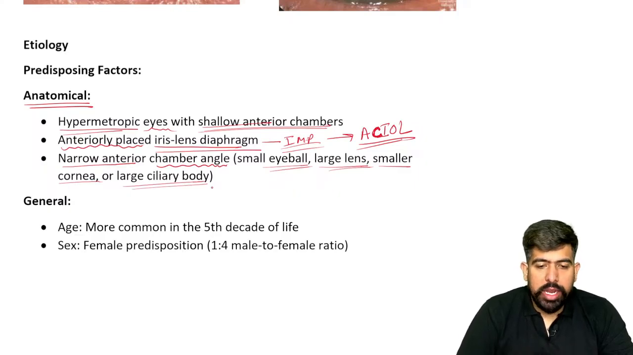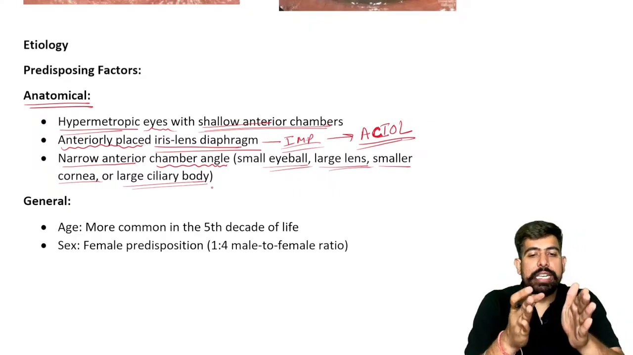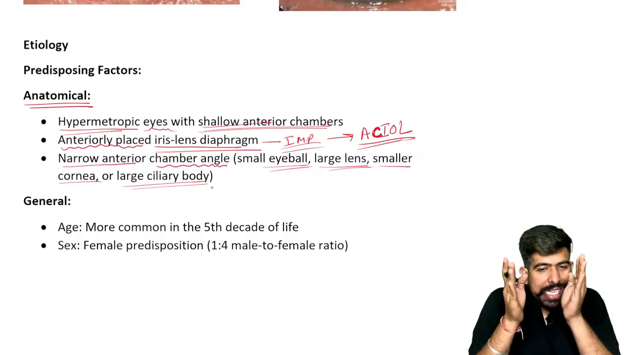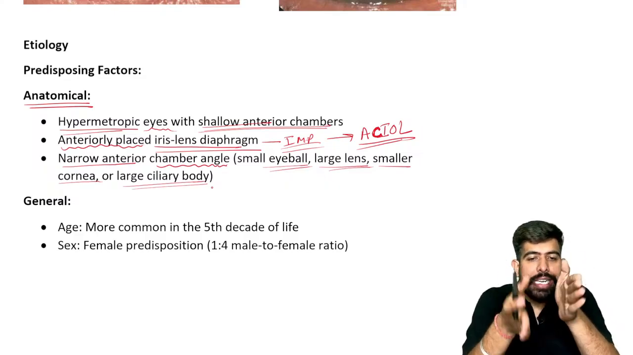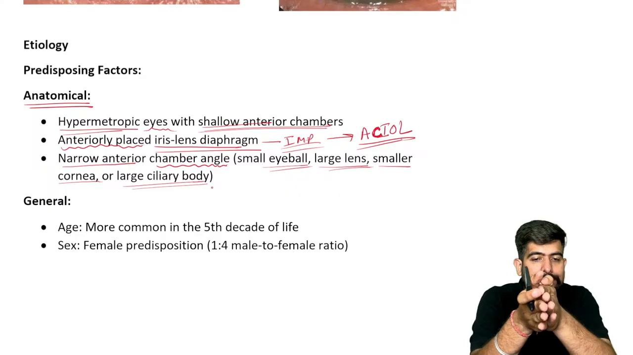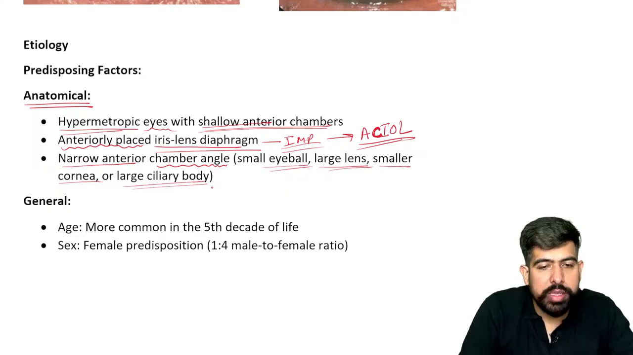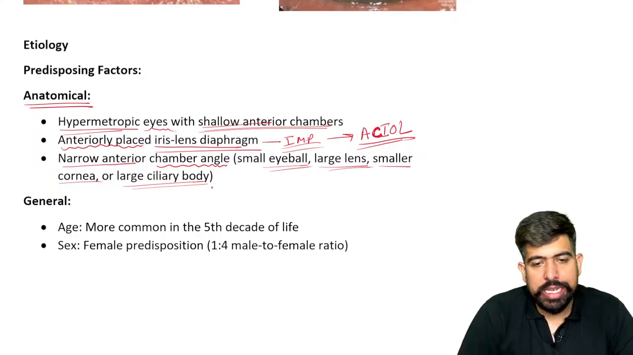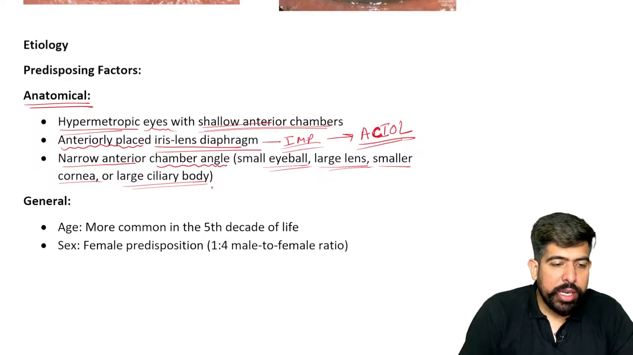Now, if there is a narrowing of the anterior chamber, what can happen? The iris can easily attach with your lens and make the synechiae over there. So that's why this is a very important feature.